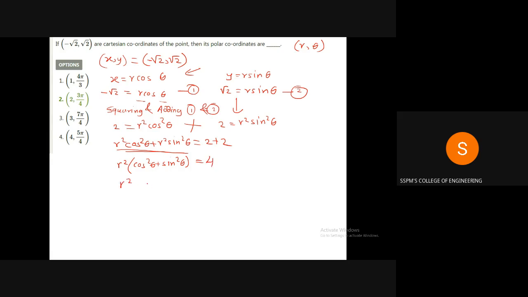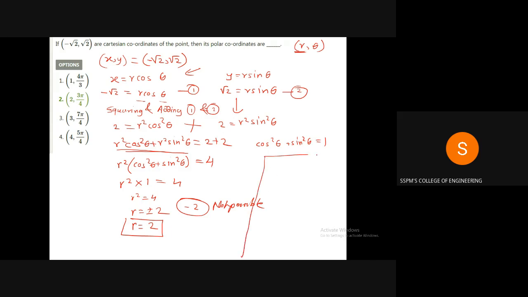So r square is equal to what? Cos square theta plus sin square theta is equal to 1. You know this basic identity. So r square into 1 is equal to 4. That is r square is equal to 4. So r is equal to plus minus 2. Minus 2 is not possible because r is radius, it is distance, so it cannot be negative. So r is equal to 2. So we have one coordinate now. What is the value of r? It is 2.